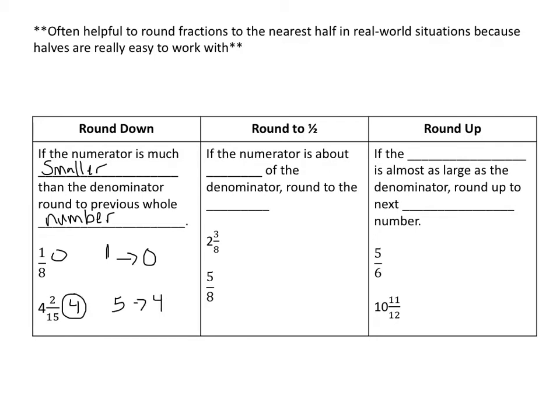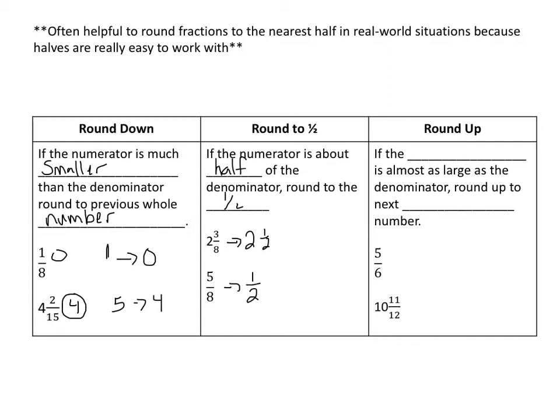We're going to round to the nearest half. If the numerator is about half of the denominator, we're going to round to the half. So for example, 2 and 3/8, half of 8 is 4. Since 3 is close to 4, we would round this to 2 1/2. At the same time, 5/8 is just a little over 4, so this one we would just round to 1/2.